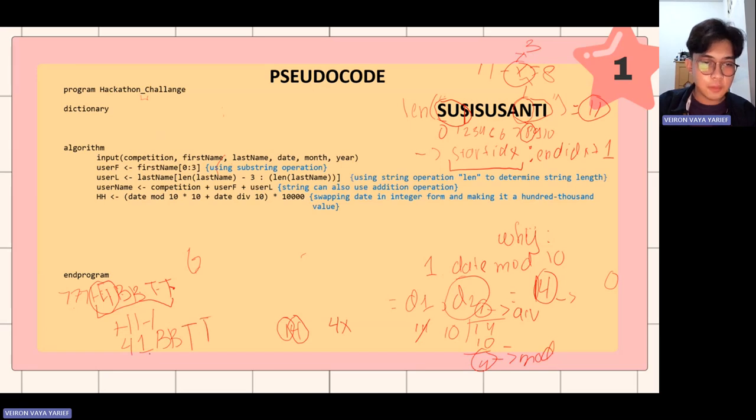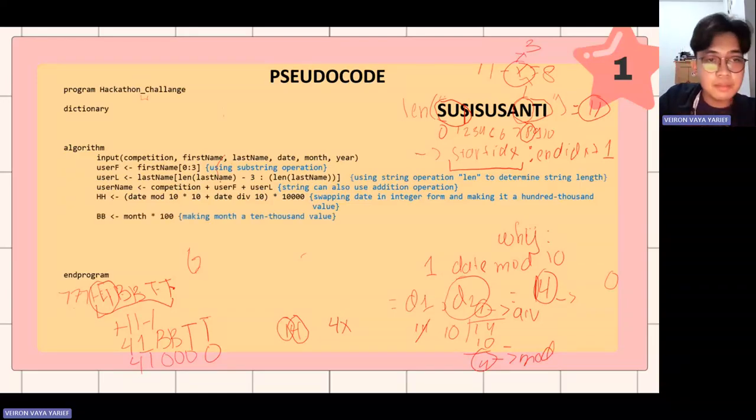Okay, so we can read this like 141,000,000. Okay, imagine it like this. So when you read it, it will become like 410,000. That's why the comment said making it 100,000 values. That's why we need to times it with 10,000. Okay, I hope you understand it.